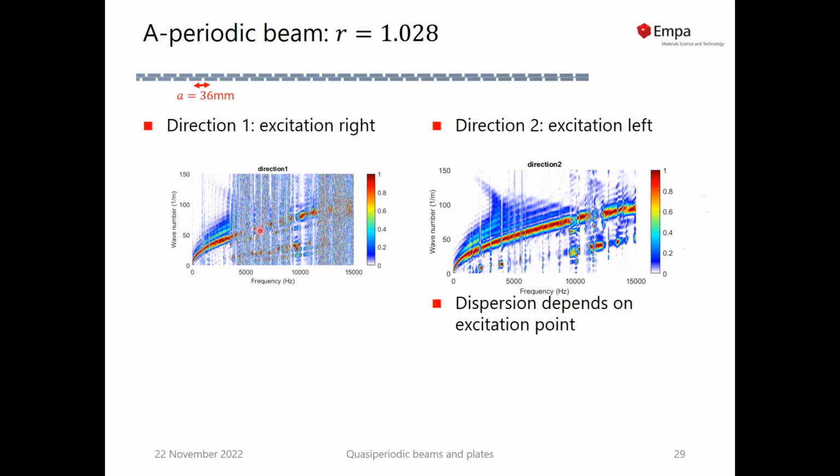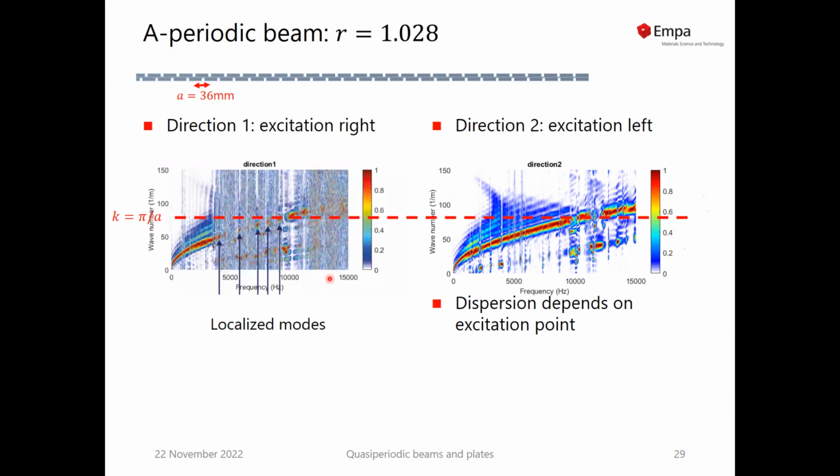The main image of the dispersion relationship is the same, but we don't get a strong band gap view as when we excite from the right. So basically the input, the mechanical impedance of this beam is very different on the left and the right, although it's the same structure. For this periodicity here, this is the edge of the Brillouin zone. So let's have a look what happens close there.